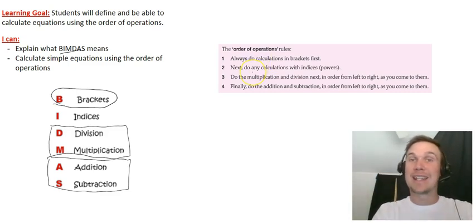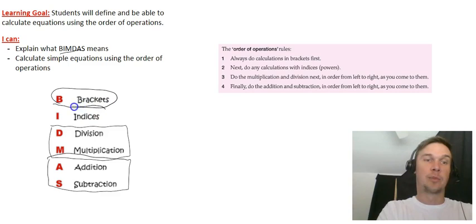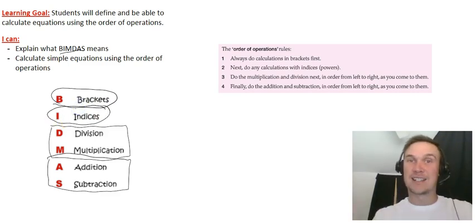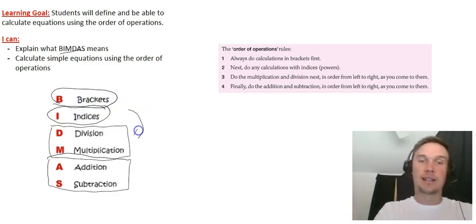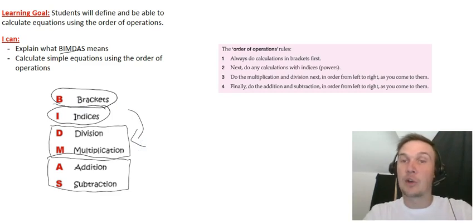After that, we do any calculations with indices, and we've looked at indices in our previous video. We know that they're the powers, so 3 squared, 4 to the power of 5, that's what indices is. So you do brackets first, then you do indices, and then you move on to the next level, which is the multiplication and division, done in order from left to right as you come to them.